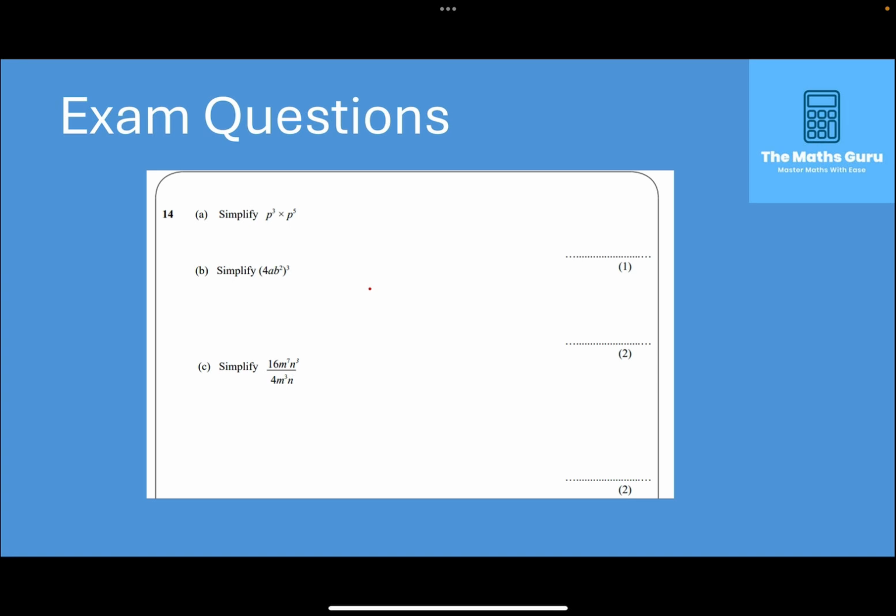Okay, this is 14. p to the 3 times p to the 5 is equal to p to the 8. Just simple multiplication rules as we looked at before.